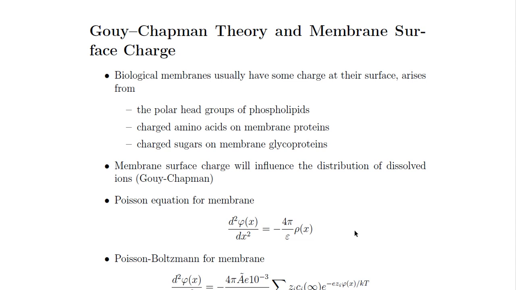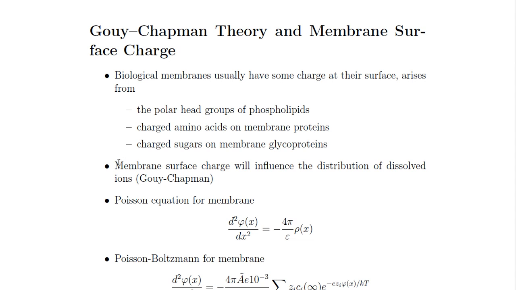So here, you can see that the bilayer membrane usually has some charge at its surface, arising from the polar head group of phospholipid, charged amino acid on membrane protein, and charged sugar on membrane glycoprotein. So if this membrane consists of this phospholipid, protein, and glycoprotein, it will produce the charge.